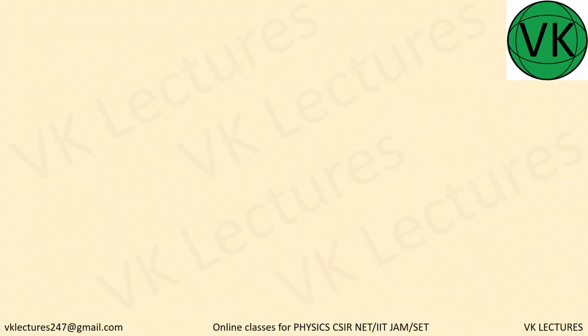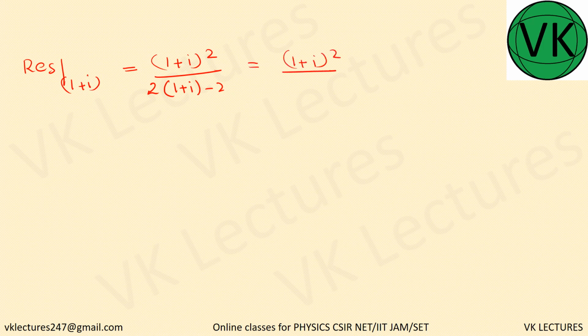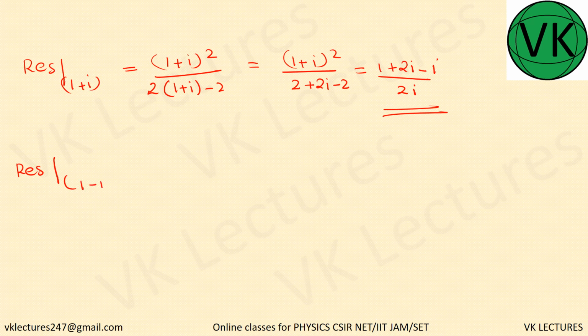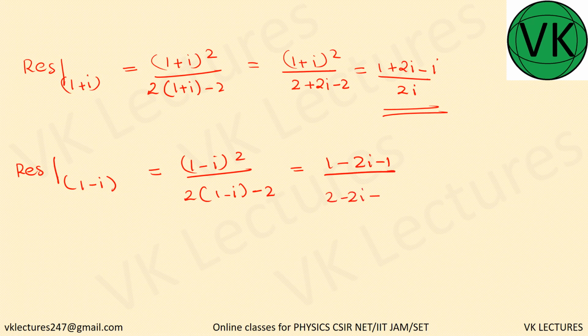So the residue at 1 plus i is equal to 1 plus i whole square divided by 2 into 1 plus i minus 2, which is equal to 1 plus i whole square divided by 2 plus 2i minus 2, that is 1 plus 2i minus 1 divided by 2i, which is equal to 1. And the residue at 1 minus i is equal to 1 minus i whole square divided by 2 into 1 minus i minus 2, that is 1 minus 2i minus 1 divided by 2 minus 2i minus 2, that is equal to 1. In this case also it is equal to 1.